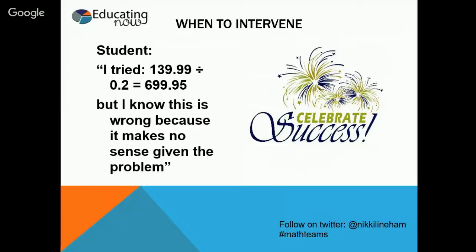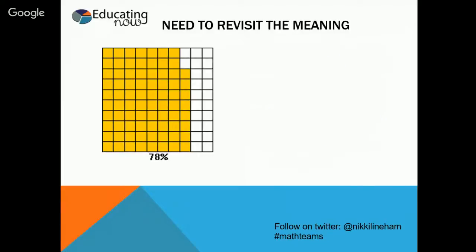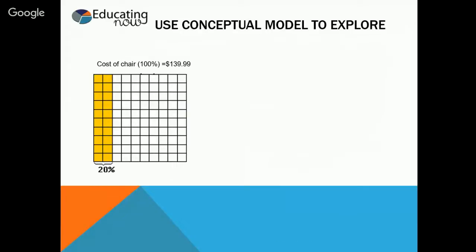So I loved it and I celebrated and I told them that the fact that they knew their answer was crazy wrong showed me that they are at least paying attention in a number sense and that they know that's not reasonable. So now I knew it was time for me to revisit this. We went back through again, and the whole class knew that percent meant out of 100. What they didn't know how to do was find the percentage of a value.